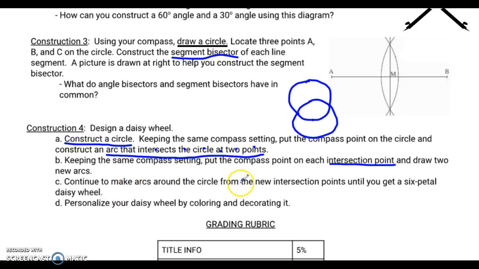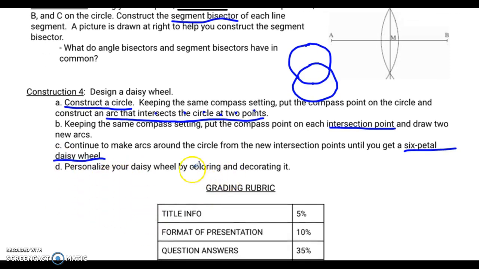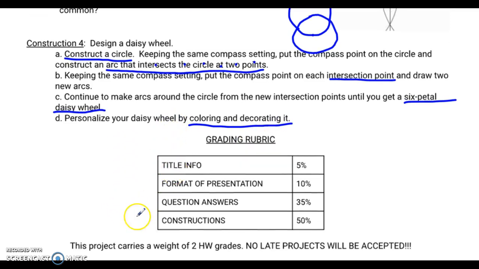You're going to continue to make arcs around the circle until you get a 6-petal daisy wheel. If you go back to the beginning of this video, in the intro, it has a little picture, and it looks sort of like a daisy wheel. That's what it should look like. The coloring and decorating piece, the idea was we want to put this up in the classroom somewhere and make it look nice so that the eye is drawn to it. This is not going to be part of your grade. If you don't color it or decorate it or anything like that, you're going to be fine.